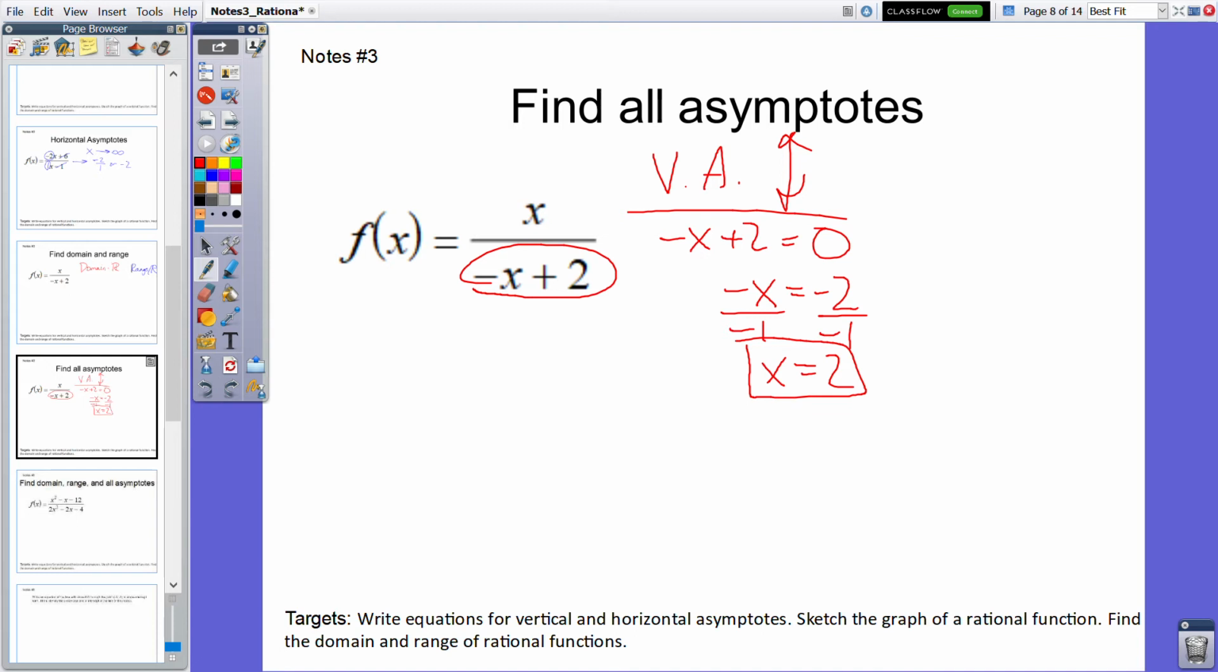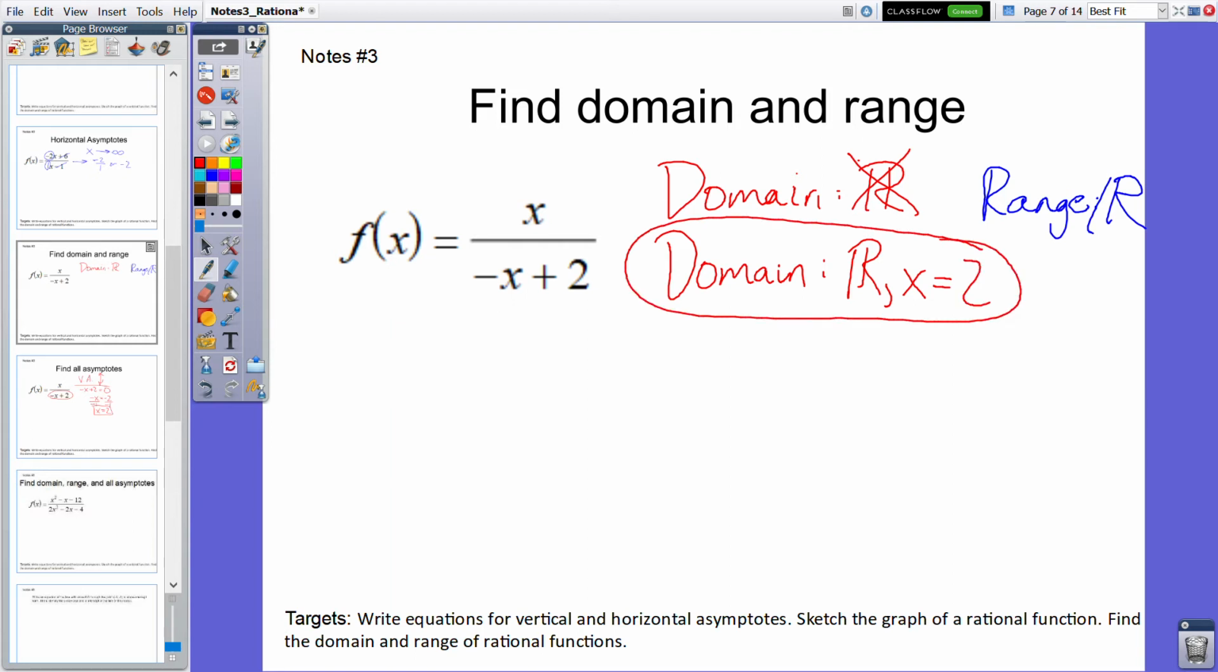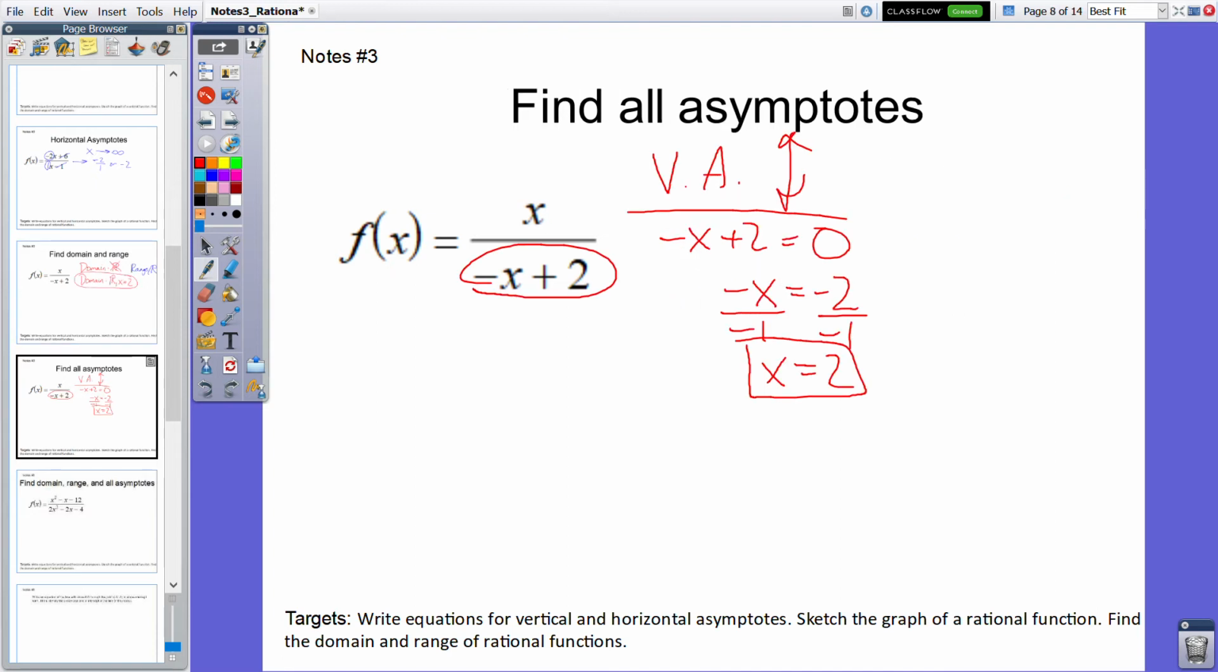So because we have x equals 2 as one of our vertical asymptotes, we can go back and amend our domain. Instead of just saying all real numbers, now we can say that our domain is all real numbers except x cannot be +2. Okay. Same thing with the range. We want to find the horizontal asymptote back at our values here. So if we look at our function, we're going to erase this, erase that circle.